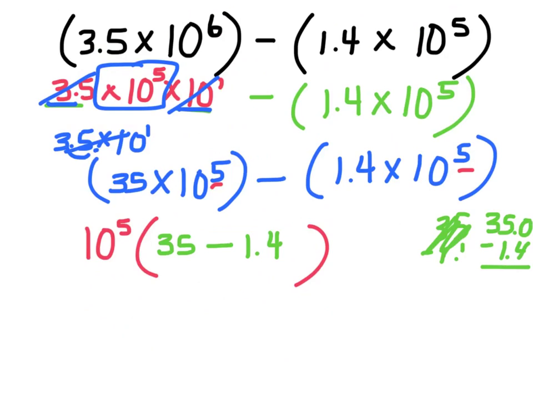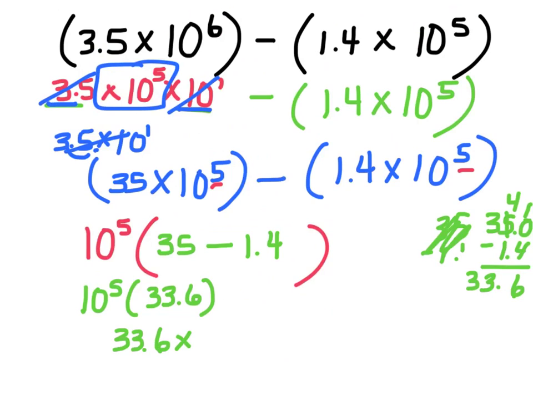Okay, if I do that, if you want to, you can use your calculator. That's going to become a 10. That's a 4. So 10 minus 4 is 6. 4 minus 1 is 3. So it's going to be 33.6. So now I have 10 to the 5th times 33.6. Okay, now if you look at that, 33.6 times 10 to the 5th, that is not in scientific notation. 33.6 is not a number between 1 and 10, so I need to rewrite that.